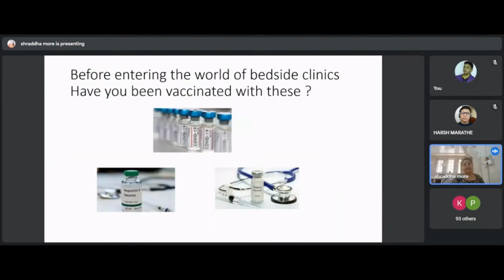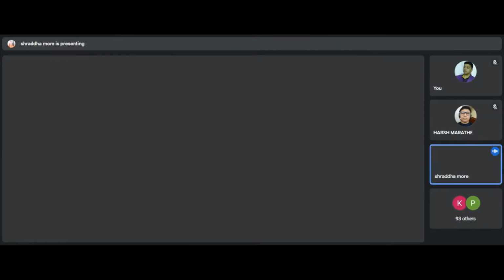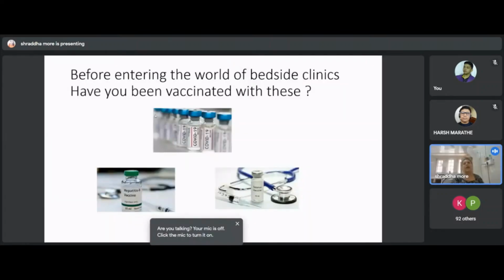Before entering the world of bedside clinics, COVID we have all had, but make sure that you are vaccinated with hepatitis B with 3 shots, and that your antibody titers to the surface antigen are good. The tetanus shot is also very important. Why? Suppose there is a hepatitis B positive patient and you have a cut in your hand and you are palpating, or he presents with jaundice and you want to palpate the liver. What if something happens? That is why it's better that you prevent it.